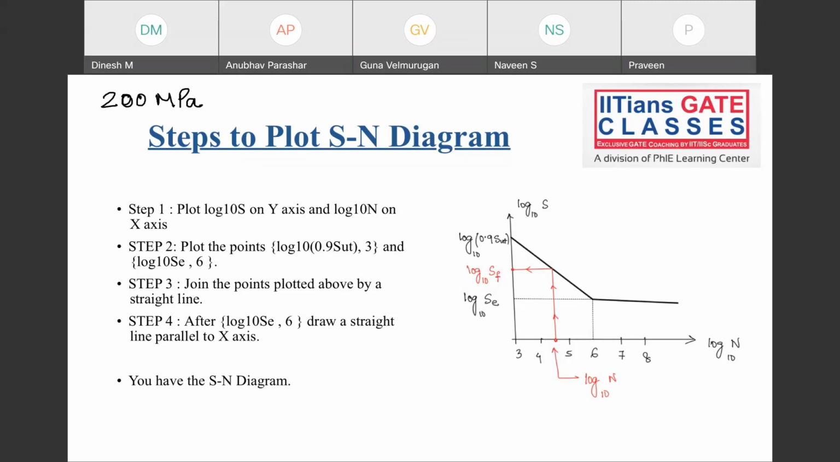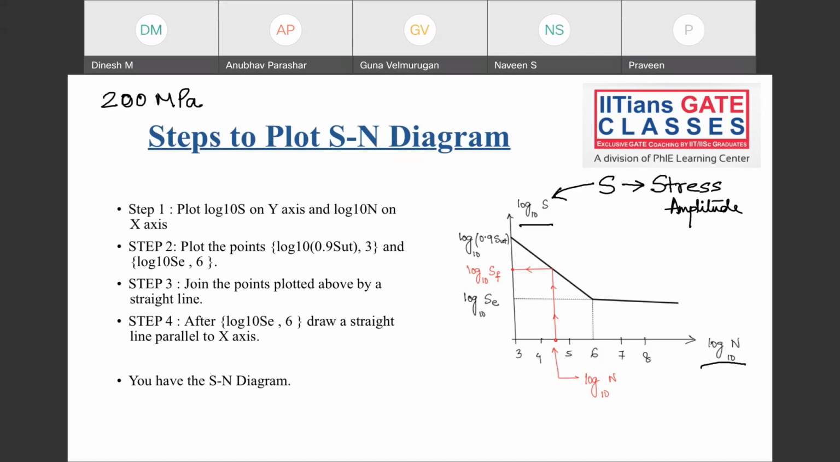Now how are we going to plot the SN curve? This question has been asked once in the engineering services examination: how to plot the SN curve, or simple things can be asked from the SN curve. This is very important with respect to design. On the x-axis you'll have log of N to the base 10. On the y-axis you'll have log of S to the base 10. What is S? S is stress amplitude.